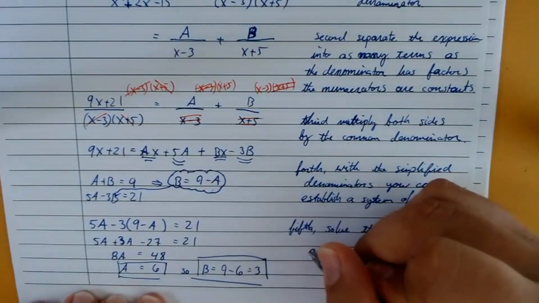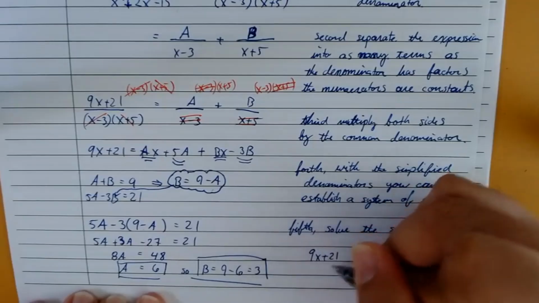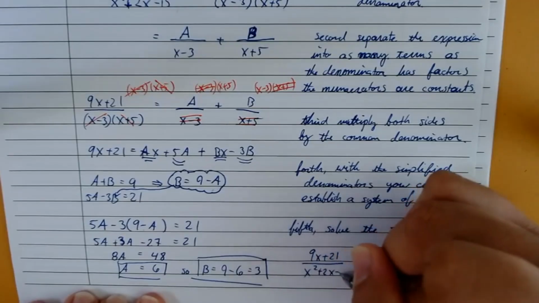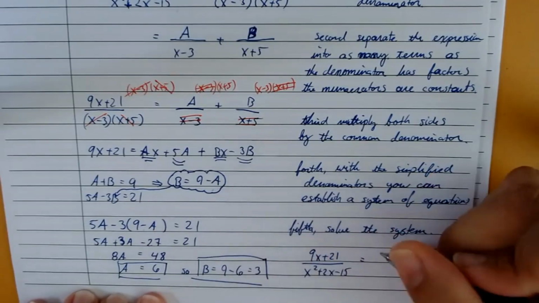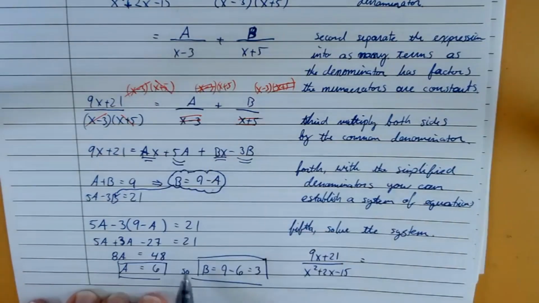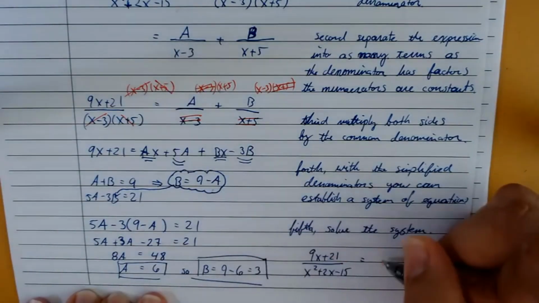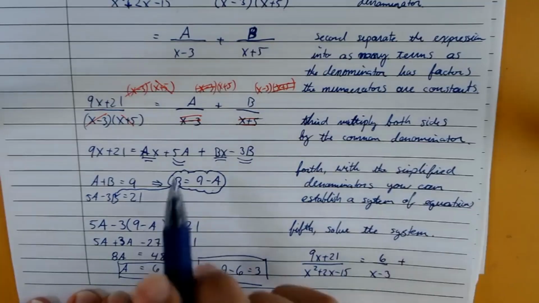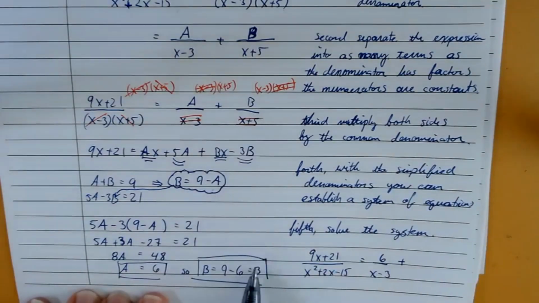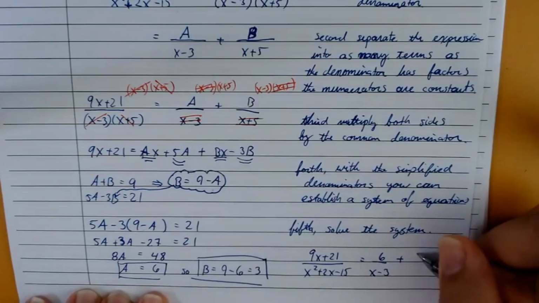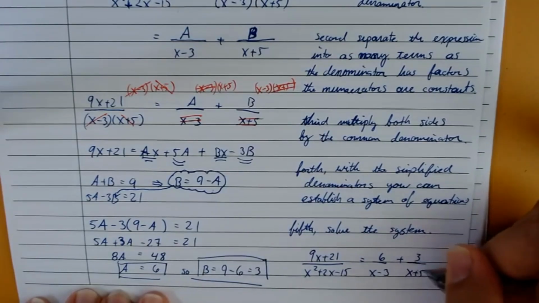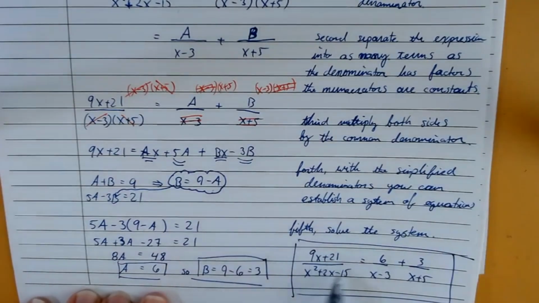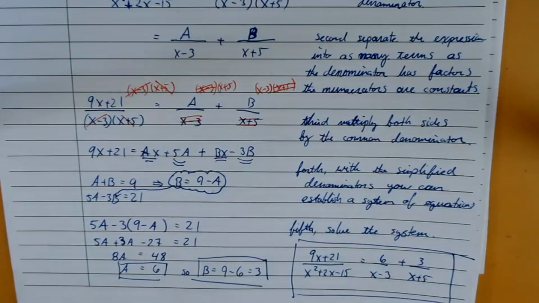So in the end, we get that (9x + 21) over (x squared + 2x - 15) is equal to a over (x - 3), we just found a is 6, plus b, we just found b is equal to 3 over (x + 5). And that is your partial fraction decomposition. You've taken one rational expression and written it as a sum of two smaller ones.